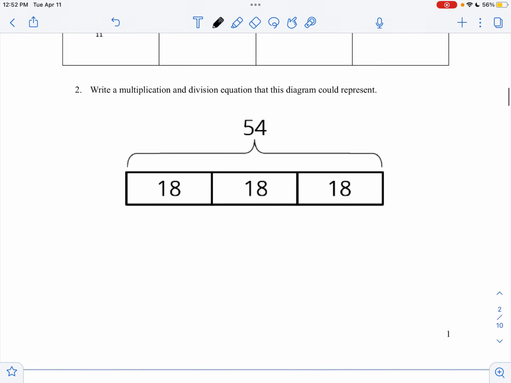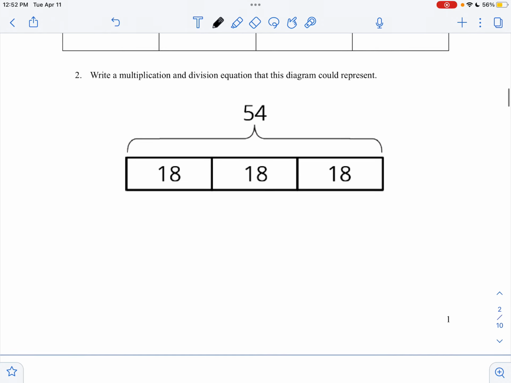In question 2, you have a tape diagram, and you're looking to write a multiplication and division equation this diagram could represent. In question 2, what you should think about is having 3 groups of equal size, 3 groups of 18, which is equal to a total of 54. And again, make sure you get a multiplication and a division equation.